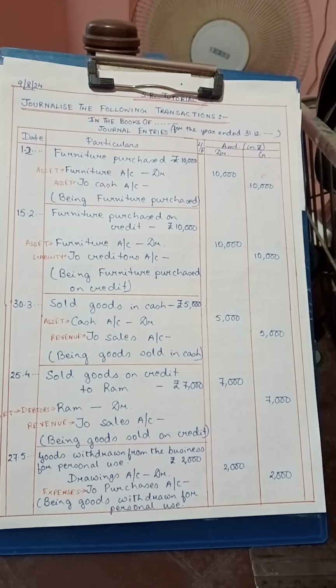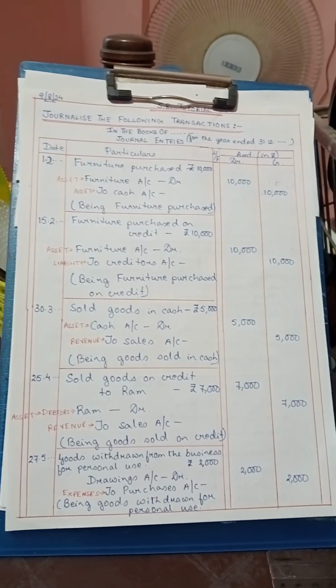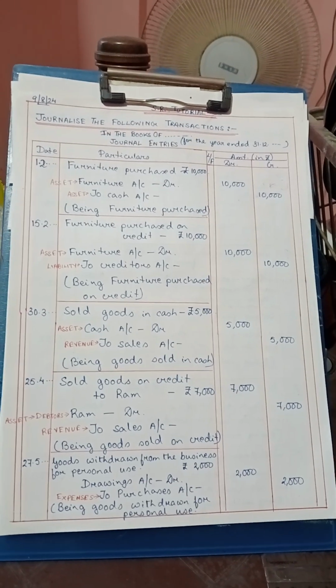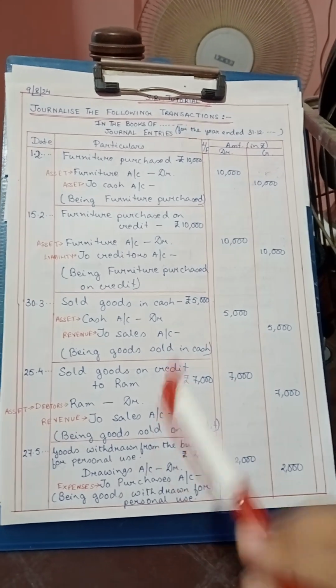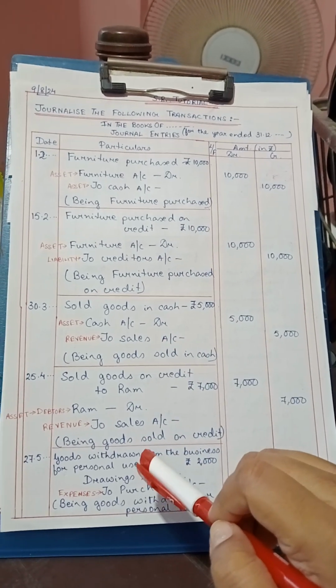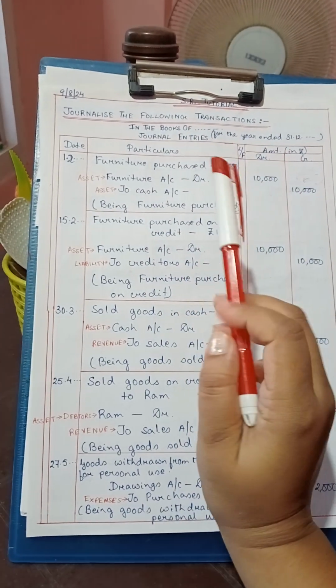Okay, so today I am going to show you some very important transactions, which are very necessary for accounting purposes. So these are the 5 transactions. You just see here, journalize the following transactions.